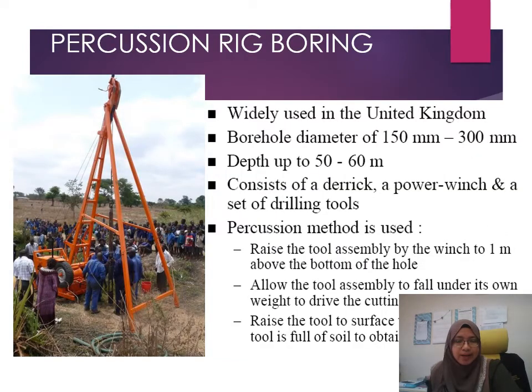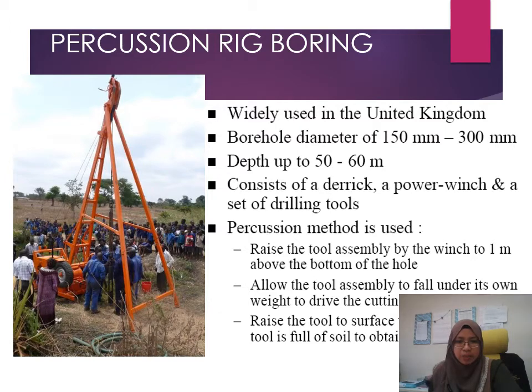Okay, so next, this is the picture of percussion rig boring. Percussion rig boring is widely used in the United Kingdom. It can provide a borehole diameter of 150 mm to 300 mm, depending on the size of the percussion rig. The depth of exploration is around 50 to 60 meter. It consists of a derrick, a power winch, and a set of drilling tools, right? Okay, the percussion method is used. So this is the procedure.